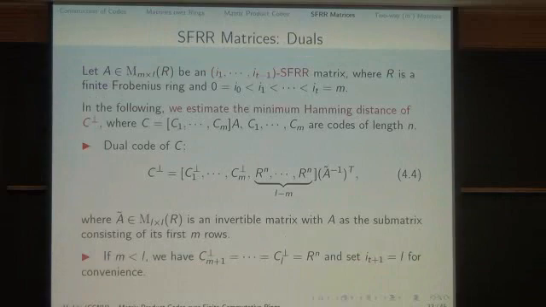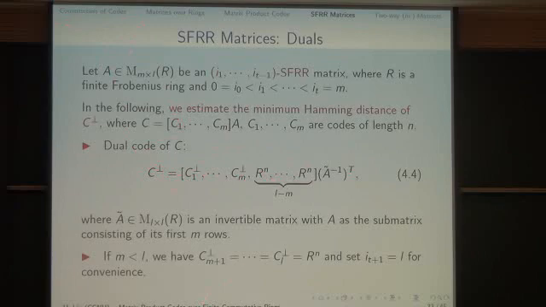Okay, now we want to consider the dual code. When the matrix A is A1 to AT minus 1 strongly full rank matrices, we want to bound the minimum Hamming distance. So in the following, when R is a Frobenius ring, and A is a strongly full rank matrix, in the last slide, we have proved that C perp is this form.